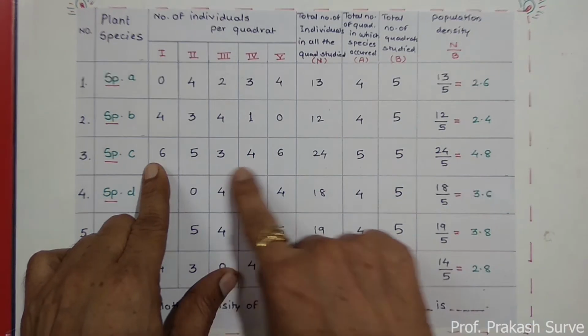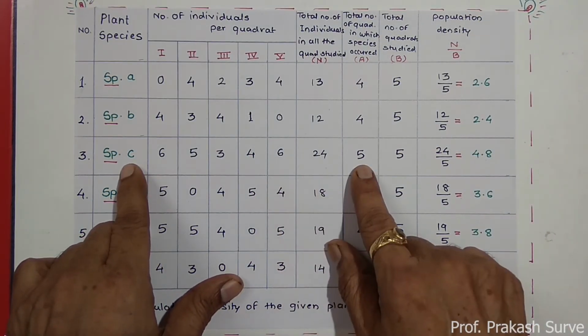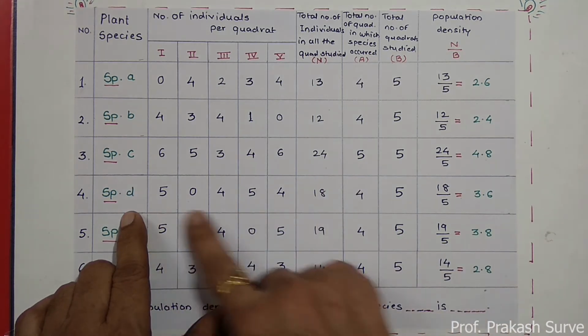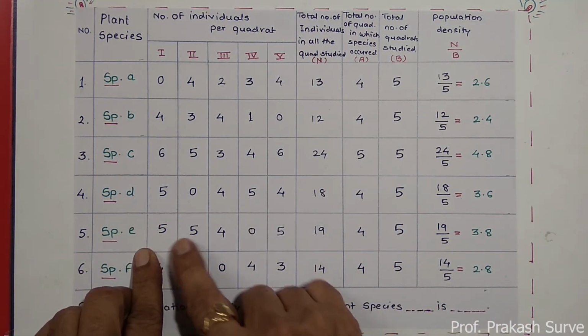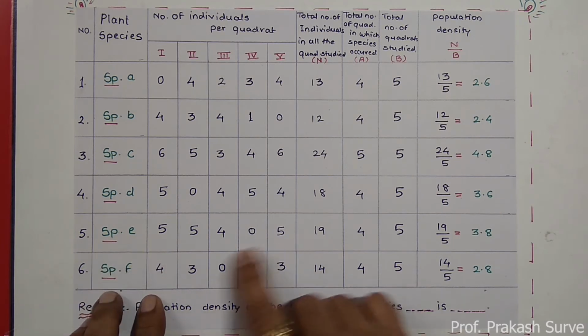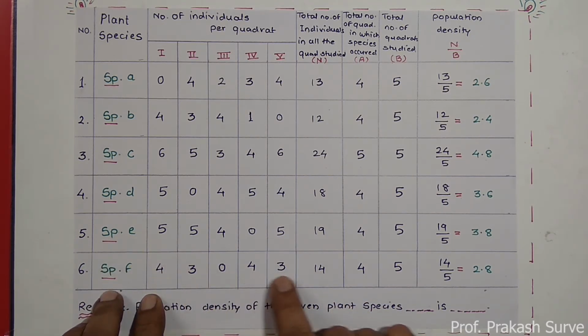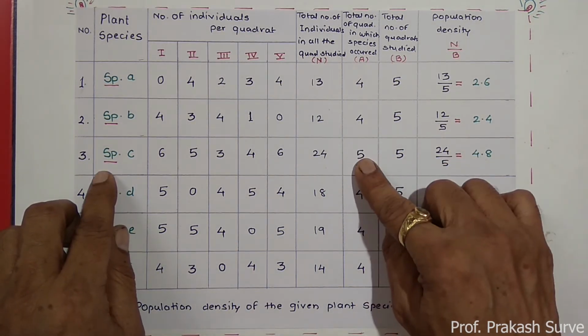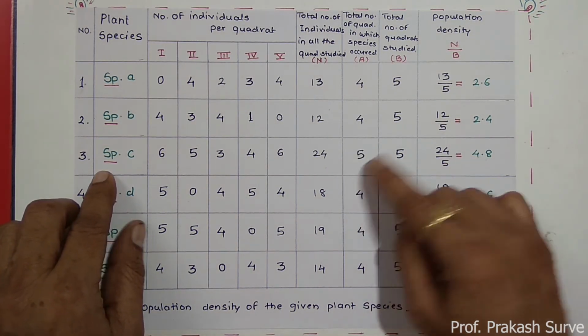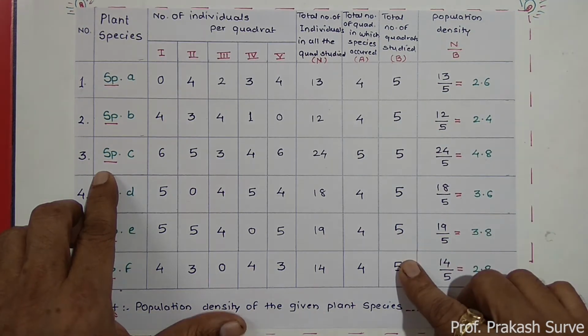Now species C occurs in all the quadrants, so that's why 5 is written here. While D also occurs only in 4, 1, 2, 3, 4. E also in quadrants 1, 2, 3 and 4, and F also in 1, 2, 3 and 4. So in 4 quadrants it occurred. Only C occurred in all 5 quadrants. Okay, everything else will be the same.